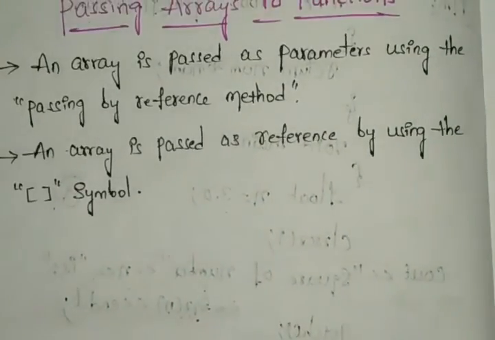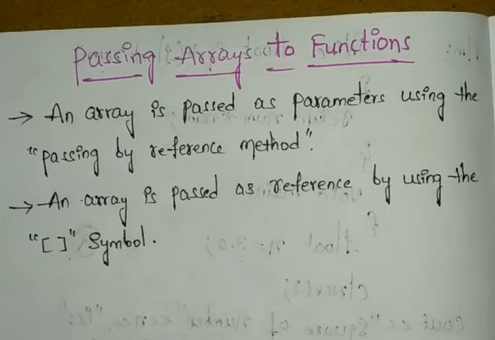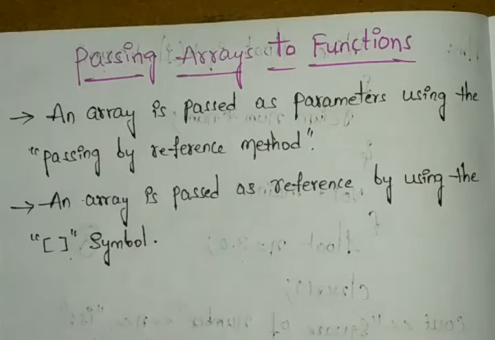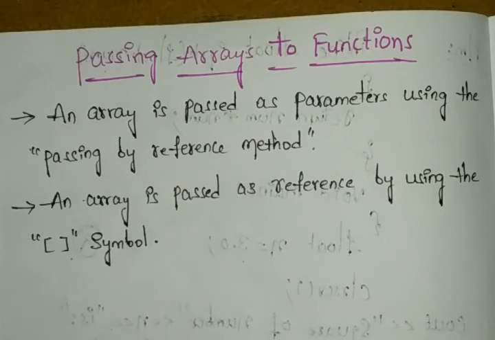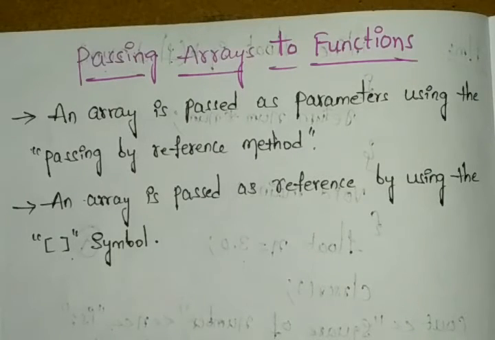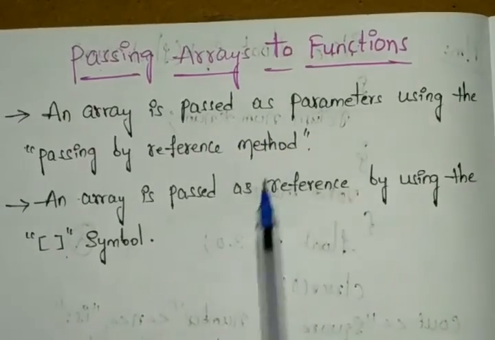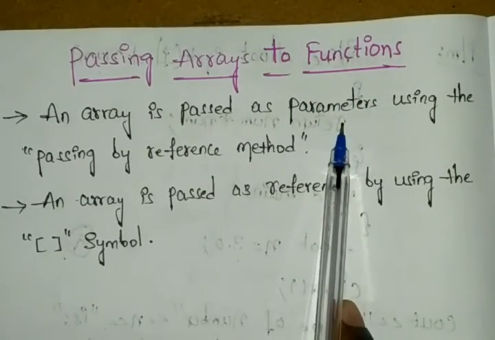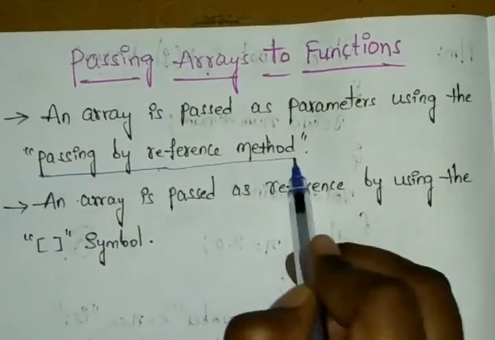Let's see here. If we need to pass our arrays to the functions, an array is an arrangement in contiguous memory allocation, right? An array is a collection of elements arranged in contiguous memory locations, right? So how are arrays used in functions? Arrays are passed into functions in the form of parameters, and they use the passing by reference method.